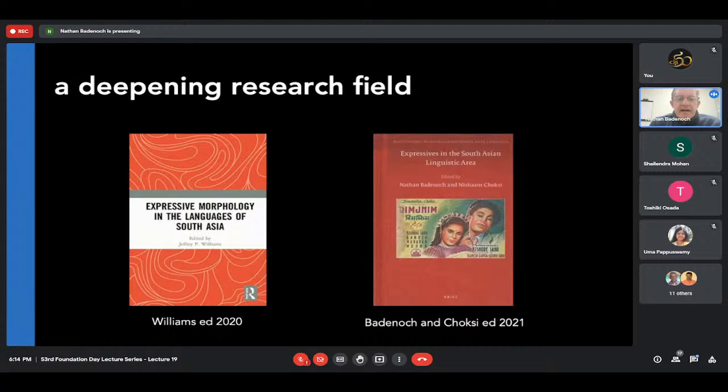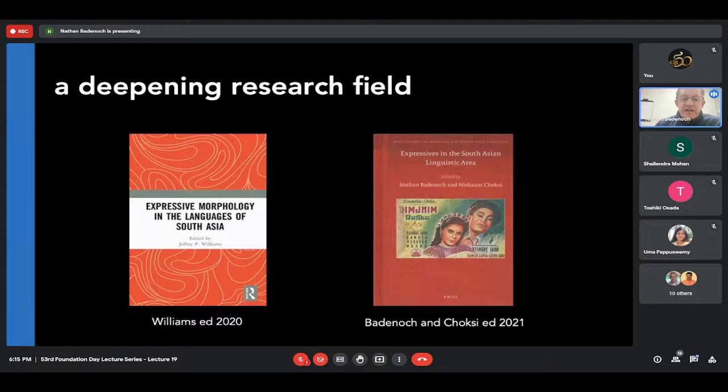The edited volume that came out of our project in Kyoto, which was edited by me and Nishant Choksi, who's at the Indian Institute of Technology in Gandhinagar now, also tries to bring this multidisciplinary approach to look at not only syntax and semantics, but also performance and other areas of description of local language use, in addition to bringing to light some previously undescribed languages. It is not a model, but an effort to instigate more research into these issues from different perspectives.